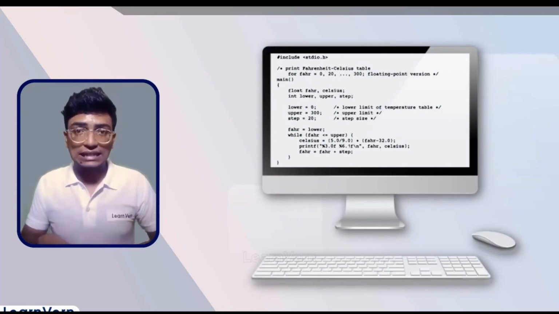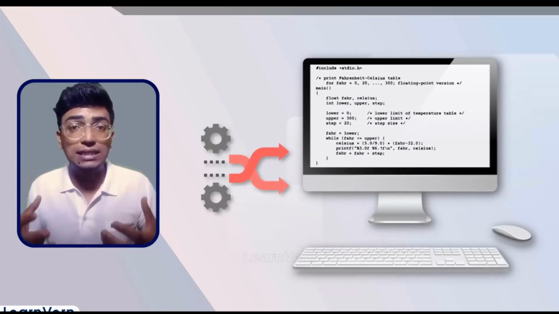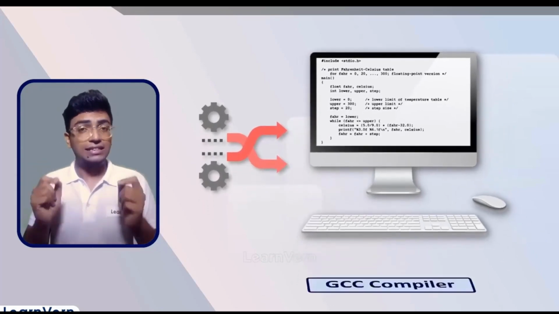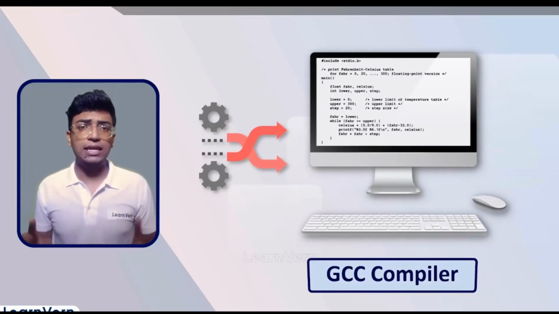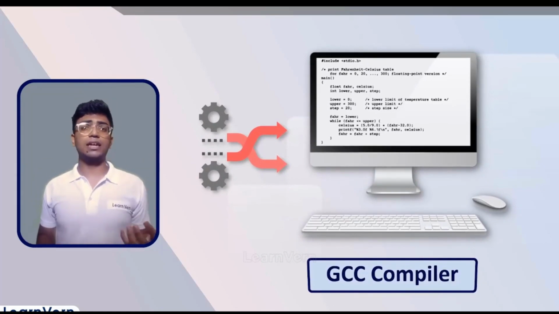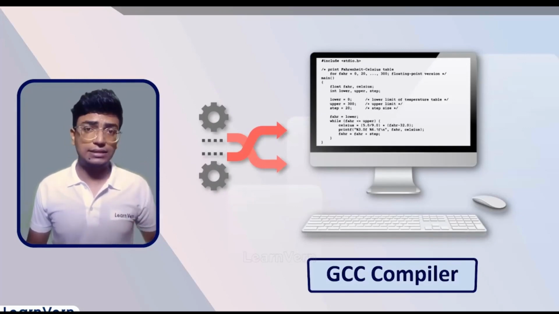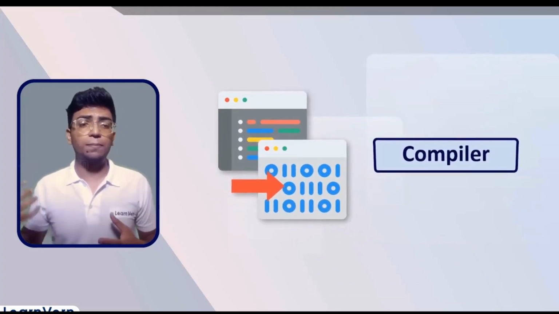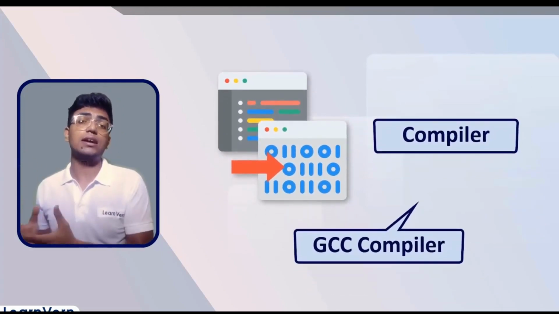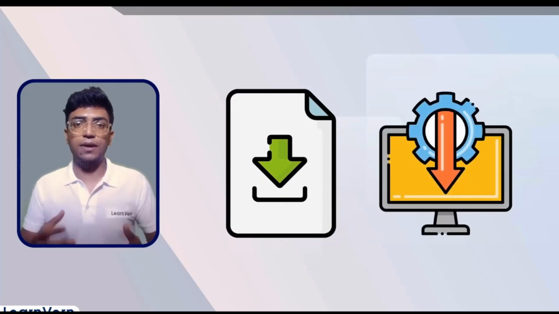Whatever we type in the text editor can get converted and can be easily understood by our computer. For that, we will use the GCC compiler. Now we have seen both the things. One was the text editor. We saw which text editor we'll be using: Visual Studio Code for writing our code. Second was the C compiler. Which compiler are we using? We are using the GCC compiler. Both these things we will have to download and install on our computer.